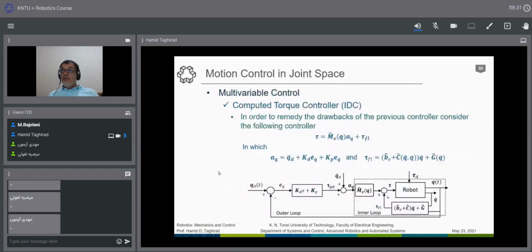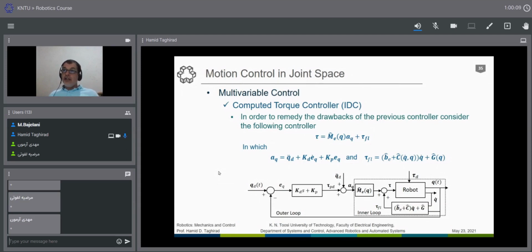Okay, we go with multivariable control. We call it computed torque control in serial manipulators. We call it inverse dynamic control in many other books and references. And in the control community, if it is not robotics, in a control course, we call it full feedback linearization control. These are all different words for the same idea.